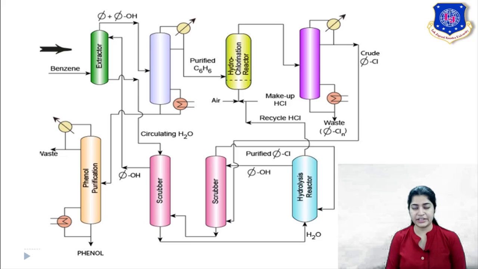Now from the extractor, you have benzene and phenol here. It is then sent to where? It is sent to the distillation column, where from the top you can see purified C6H6. What is it? That is your benzene. And from the bottom you are getting your phenol, which is again sent to where? The phenol purification column.